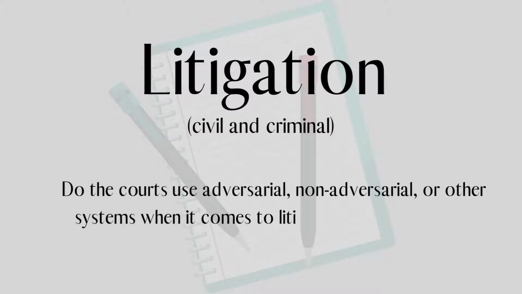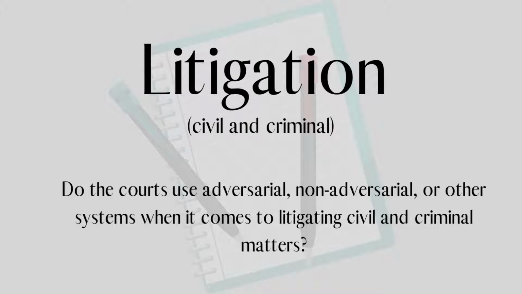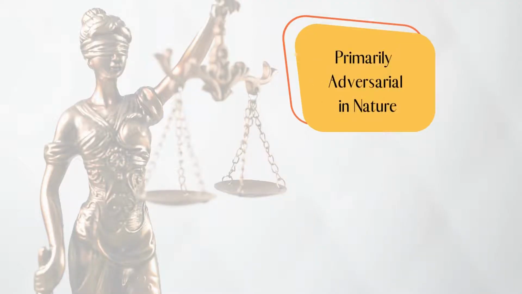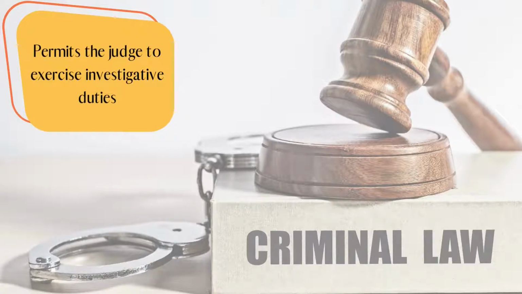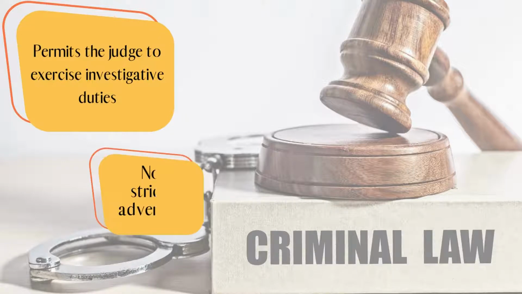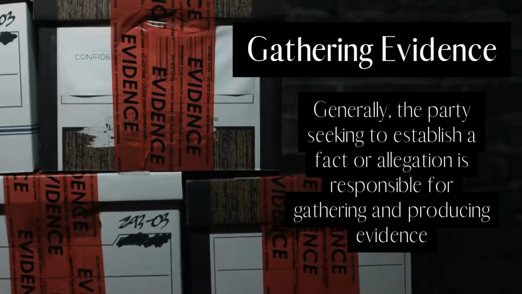Litigation, civil and criminal. Do the courts use an adversarial, non-adversarial, or other system when it comes to litigating civil and criminal matters? Indian law is primarily adversarial in nature. However, it combines adversarial and inquisitorial duties in some instances. Due to several elements in the criminal law that permit the judge to exercise investigative duties, the criminal justice system in particular is not strictly adversarial. The judge will, for instance, actively direct further research and other fact-finding activities in order to formulate charges.